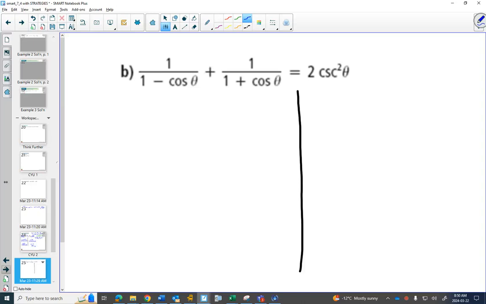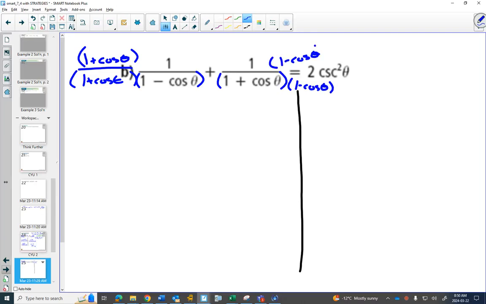So I want you to change this side to sine squared. On this side, if I want to add fractions, I need a common denominator, so I'm going to get ready to multiply by 1. I'd have to multiply that by 1 plus cos theta over 1 plus cos theta, and this one I'd have to multiply by 1 minus cos theta over 1 minus cos theta. If you multiply the top and the bottom by the same thing, then you're multiplying by 1.